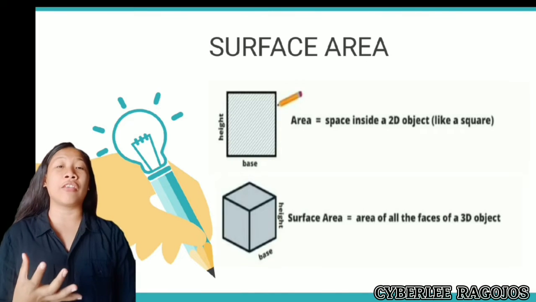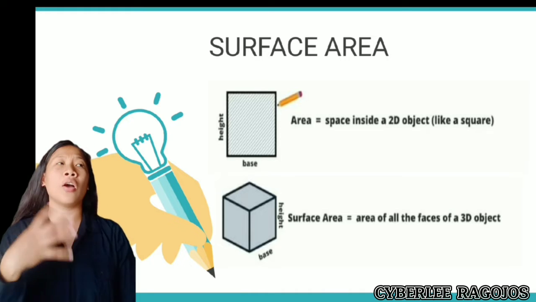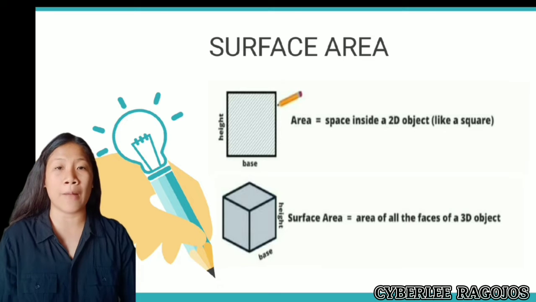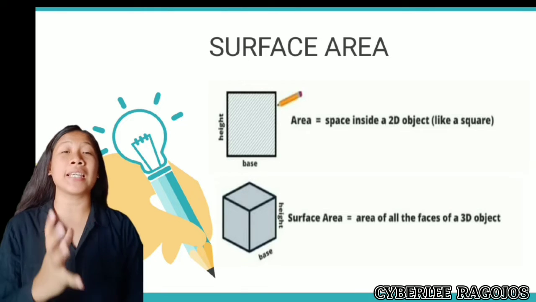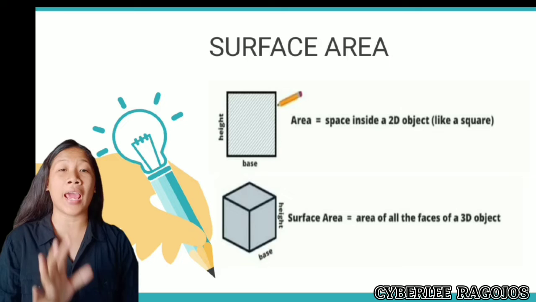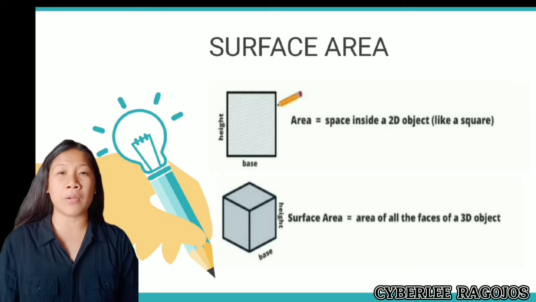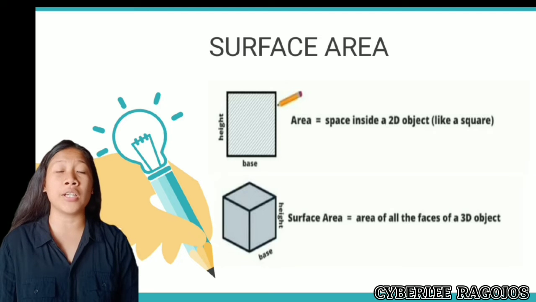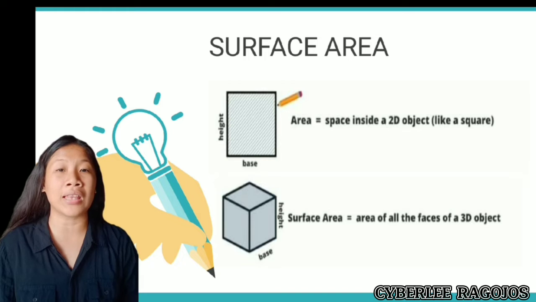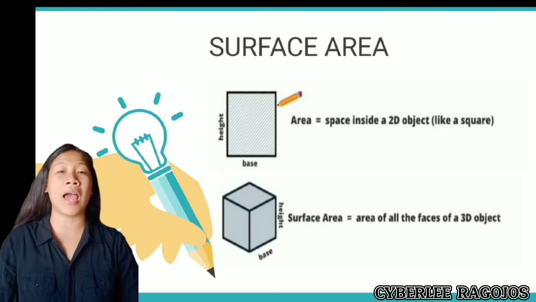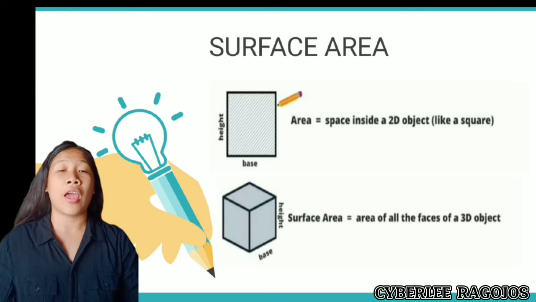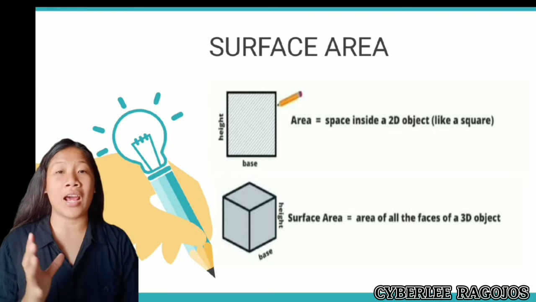So, let's proceed in defining the surface area. So, ano nga ba yung tinatawag nating surface area or surface area of a prism? Area is the space inside a 2D object like a square. The area of a 2D shape like a square is all of the space inside of the shape. In other words, pick a pencil and color the area of a square, which we learn to calculate by multiplying the base times height. So, imumultiply lang natin yung base times height para makuha yung total area ng isang triangle or square.